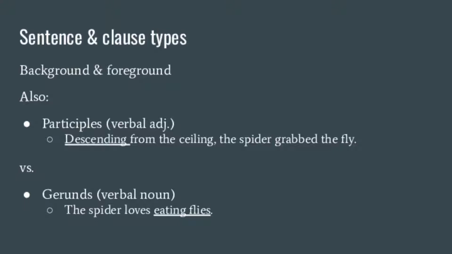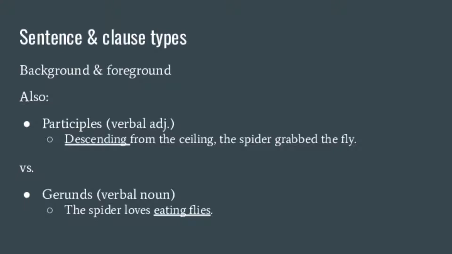Participles, participle phrases: a participle is a verbal adjective. It also sort of backgrounds information. I could say it descended from the ceiling and grabbed the fly. I give equal weight to both, but I can give less attention to the first part, which makes for better narrative flow or storytelling flow. With a participle phrase, descending is a verb which also functions as an adjective. It's a verbal adjective. So: descending from the ceiling, the spider grabbed the fly.